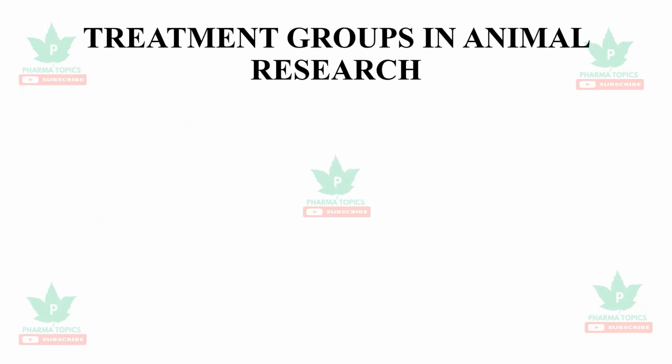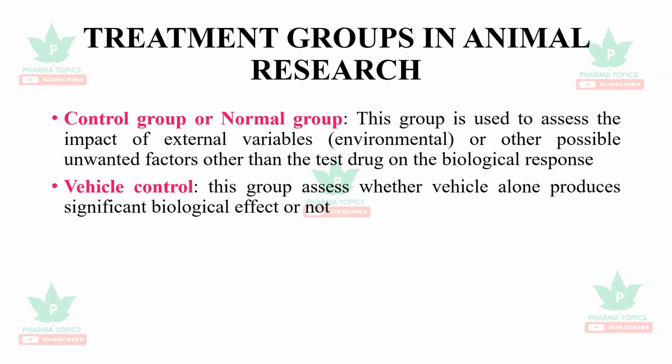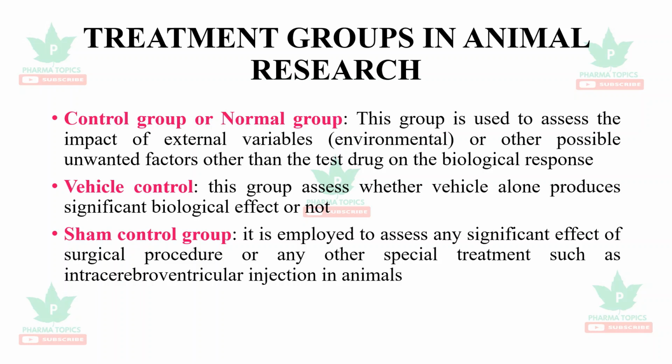Treatment groups in animal research. There should be a control group or normal group. This group is used to assess the impact of external variables, that is environmental or other possible unwanted factors other than the tested drug, on the biological response. Then the vehicle control group assesses whether the vehicle alone produces a significant biological effect or not. The sham control group is employed to assess any significant effect of a surgical procedure or any other special treatment, such as intracerebroventricular injection in animals.